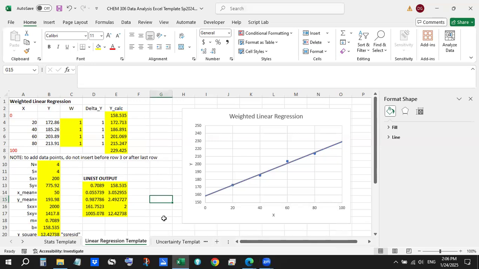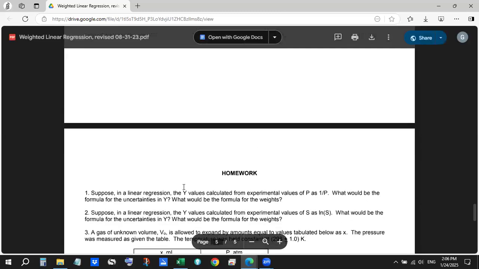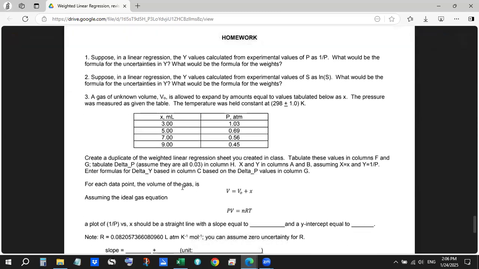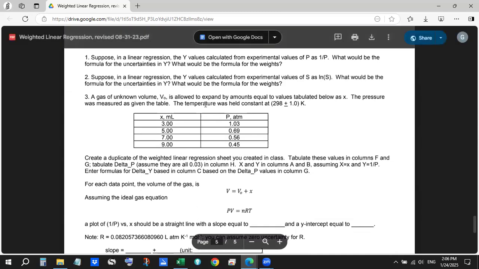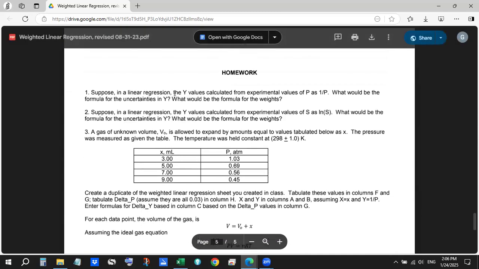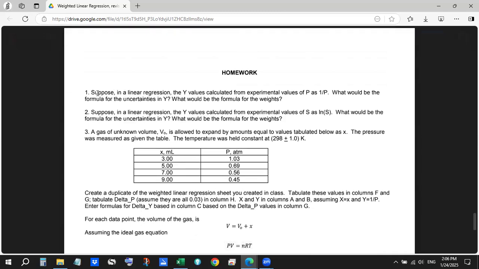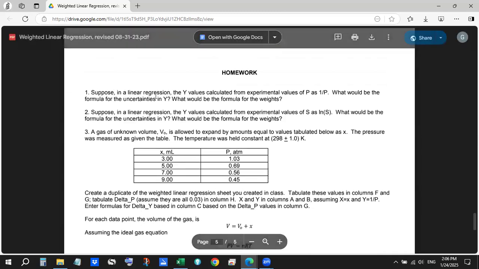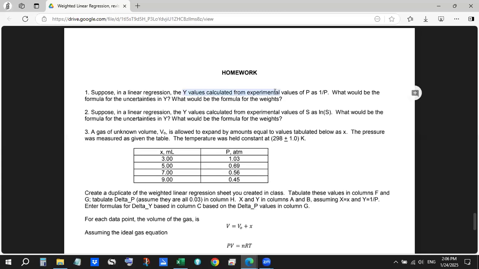Now, for your homework, okay, this is where you have to review how to propagate errors from last semester's lesson. So let's say question number one, let's say your y values are obtained from experimental values of p, and your y is actually 1 over p, okay? So p is experimentally determined. So you know the uncertainties in p. How are you going to calculate the uncertainties in 1 over p? That would be the uncertainty in your y.